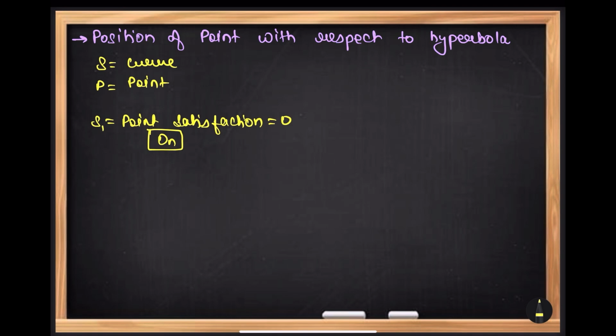Hope you remember. Now suppose S1 comes out to be a number less than 0, then it is inside the curve. If S1 is greater than 0, it is outside the curve. Do you remember? But here is a little bit of change.